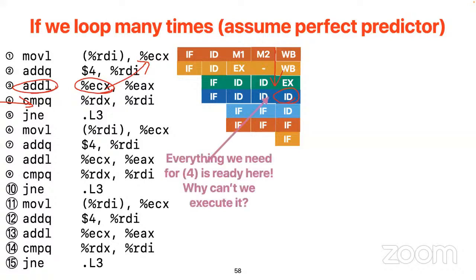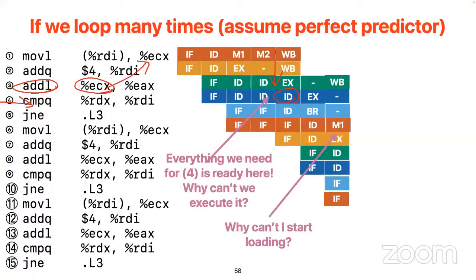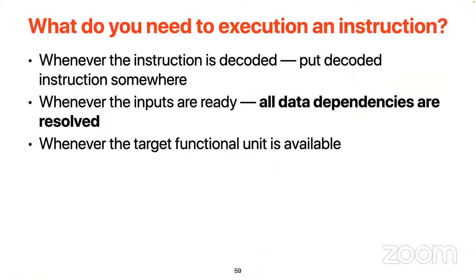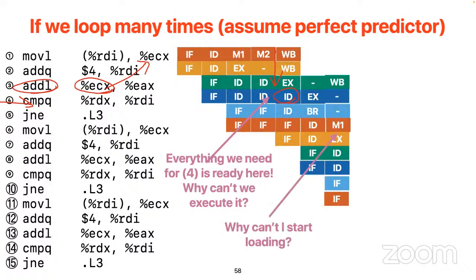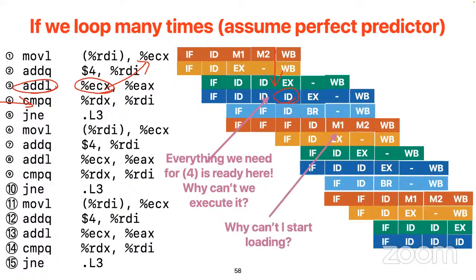So turns out, even if we have a perfect predictor, we are still not able to fully utilize our pipeline in this way. However, if you pay attention to this instruction sequence, you will figure out that instruction 4 doesn't depend on any value generated by 3 or 1. So in fact, as long as instruction 2 finishes, instruction 4 should be able to execute. And in fact, at this point, instruction 2 has finished it.